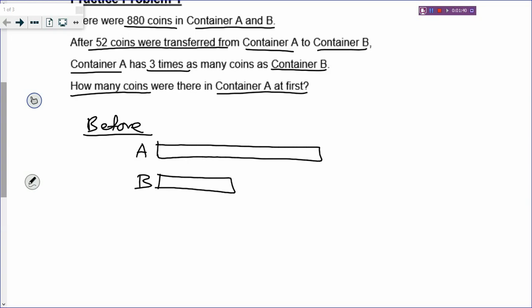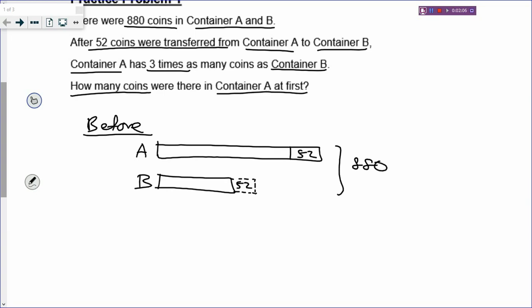Now, there were altogether 880 coins, so you just put 880, and 32 coins were transferred from A to B. Okay, so I can cut here. Cut means you're going to take out, but it's still there, right? The coins are still there. And then B will receive the 32 coins, right? And then what happened? Container A will have 3 times as many as container B.